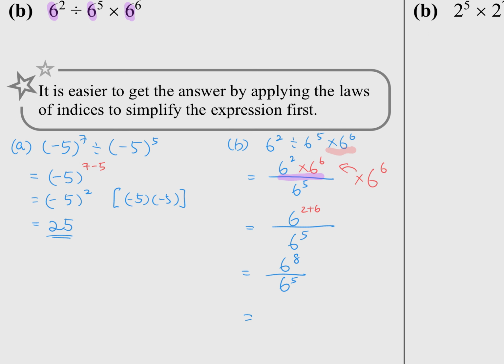At the end, you can see it is a division. So we will have the first index 6 to the power 8 is larger than the second index, more 6 in the numerator. At the end, it will become 6 and then 8 minus 5. So at the end, 6 cubed, which is 216.